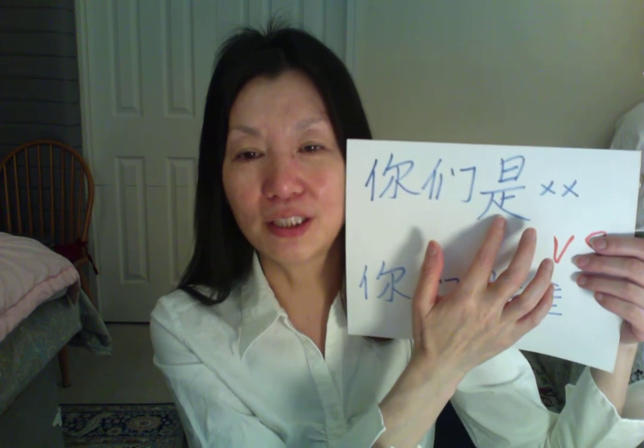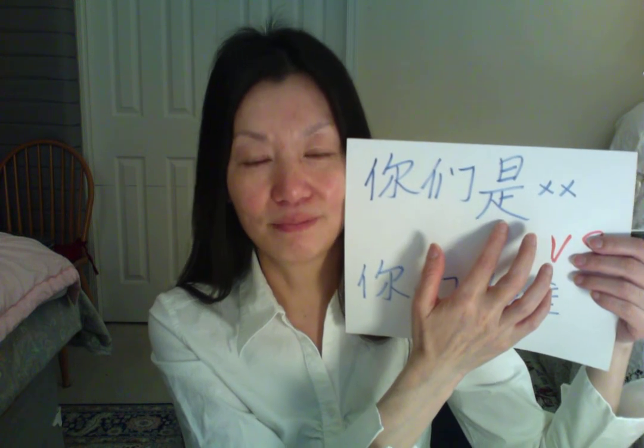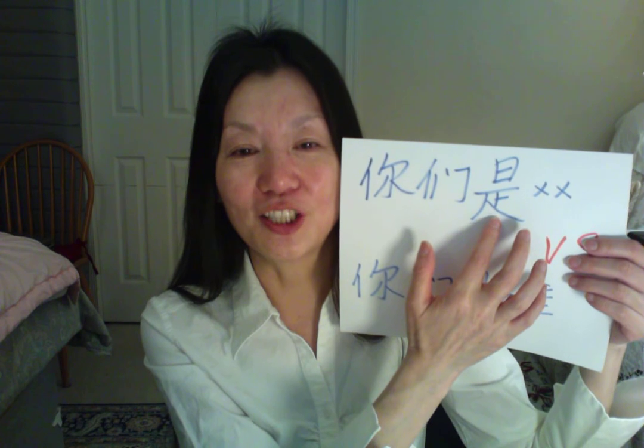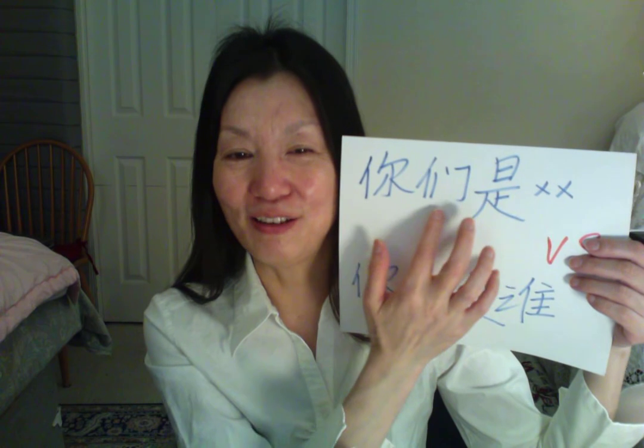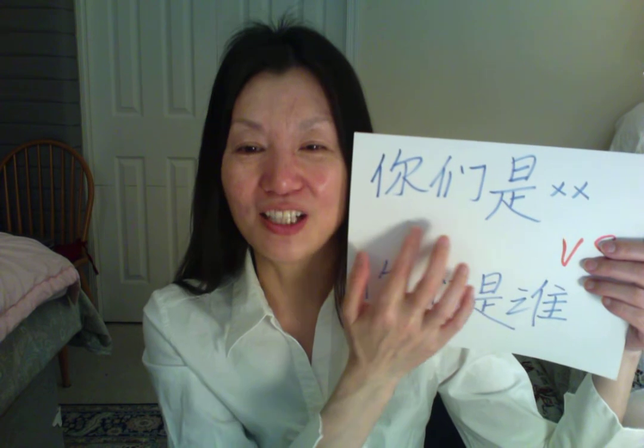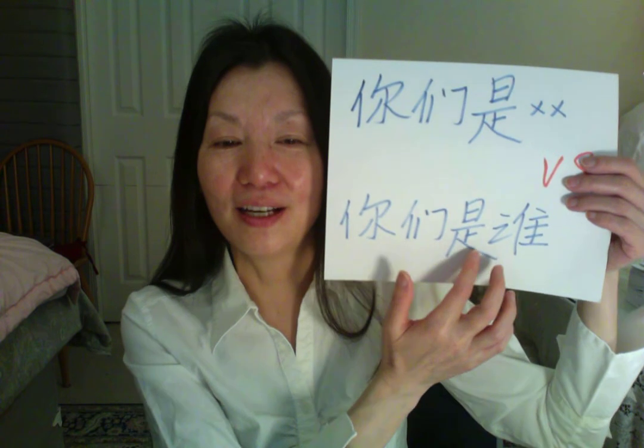Answer question 是 means yes, or can say okay, just means okay, yes. And in the sentence 是 is to be, am, is, are. In here, 是 means are, okay. 你们是 you are, you all are, you are, okay.